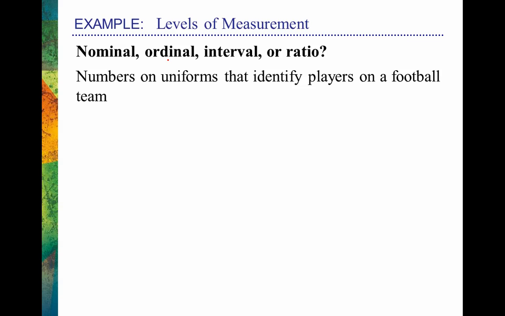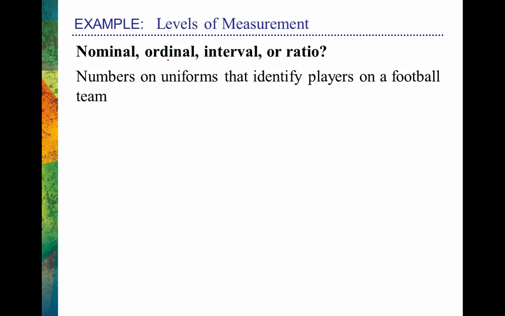So number 99 on the field, does that mean 99 of something? No, it just means that's Steve. What about player number 12? Does that mean 12 of something? No, that means that's Jim. It's just another name for the player by using the number. So sometimes we really need to think this out.